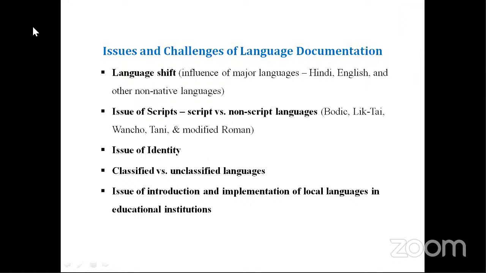Okay, fine. So these are some of the issues and challenges that we come across in Arunachal Pradesh, not all, but a few important ones that I'm going to talk about. Now, language shift is something which is happening, as we see. We know Arunachal Pradesh is, by nature, multilingual. Most of us can speak Hindi, Assamese, and English, and our mother tongues. At least 3 or 4 languages one person can speak.